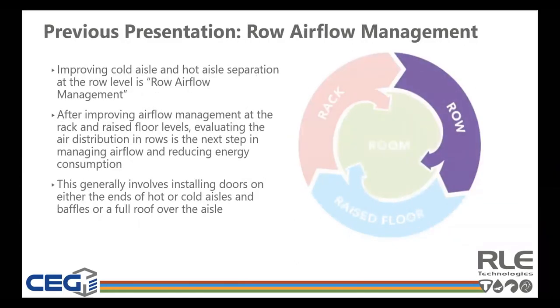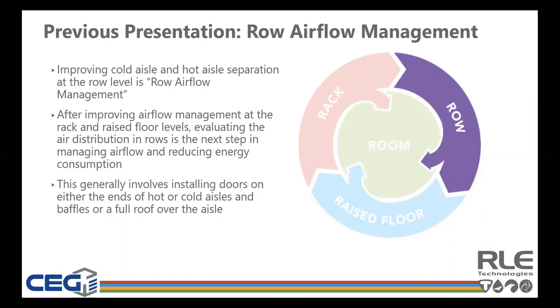So when we move to the row level, we're looking at ways to best separate what could be significant levels of supply and exhaust air mixing that can occur in a hot or a cold aisle. So this is where we introduce the use of aisle end doors, overhead baffles, and capped aisles.